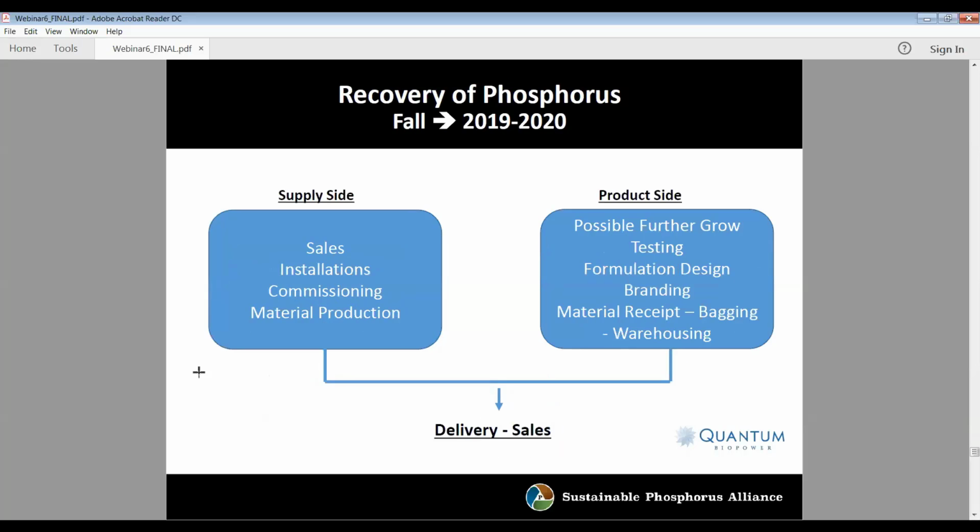In the fall, we see installations, sales, commissioning. We will be done with the grow testing in the spring semester up at UVM. We have the ability for possible further testing. We will be developing a final formulation, and we have material pickup, bagging, warehousing, delivery, and sales. Those retail functions, commercial functions, are already in place with the Magic Dirt people.